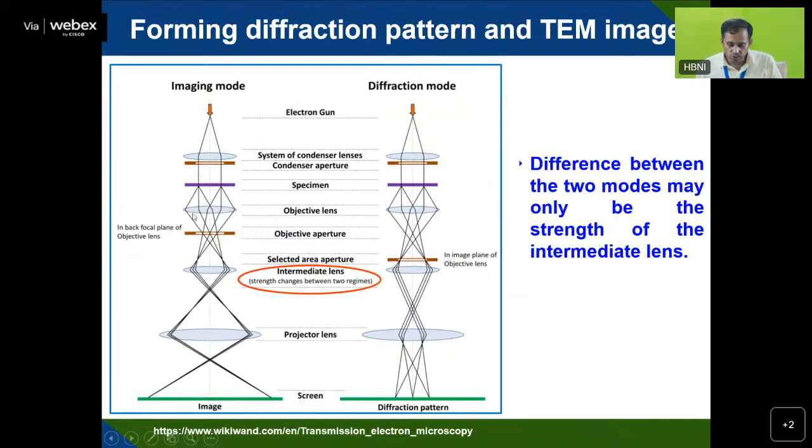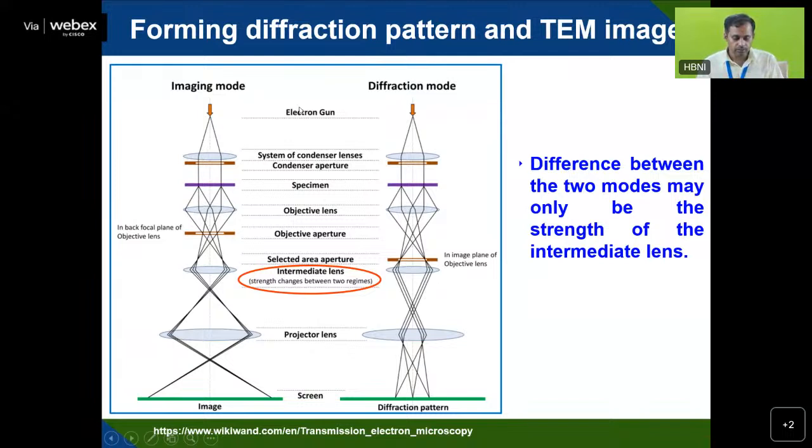So here there are two modes possible in the case of TEM. One is imaging mode and the other is diffraction mode. The only difference between the two modes is the strength of the intermediate lens. So depending upon the lenses and the apertures you are putting, you are able to get either diffraction mode or imaging mode.